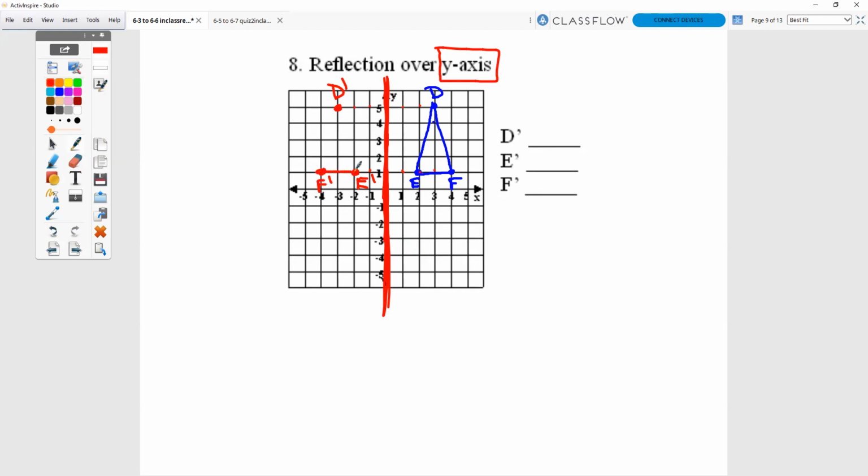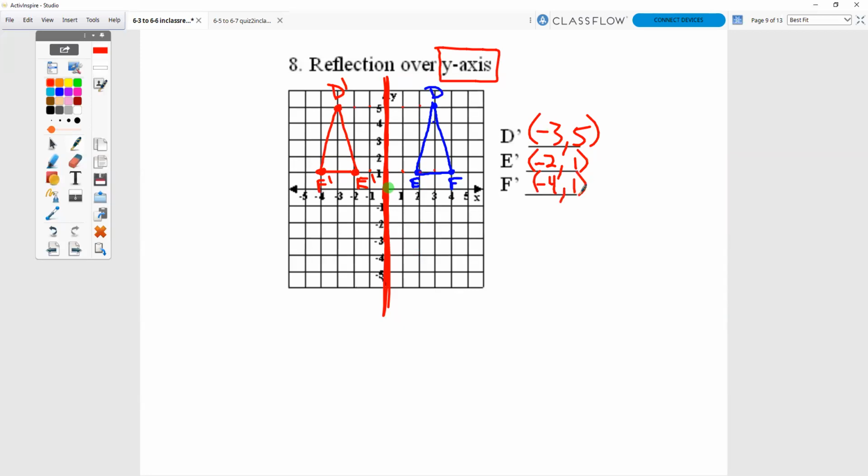F prime. Again, when you connect your dots, notice that you have that same size, same shape. It's just the flipped opposite mirror image. When you go to do your points, when you go to do your coordinates, you're starting counting from right in the middle. D prime, over to -3, up to +5. E prime, over to -2, up to +1. And F prime, over to -4, up to +1.